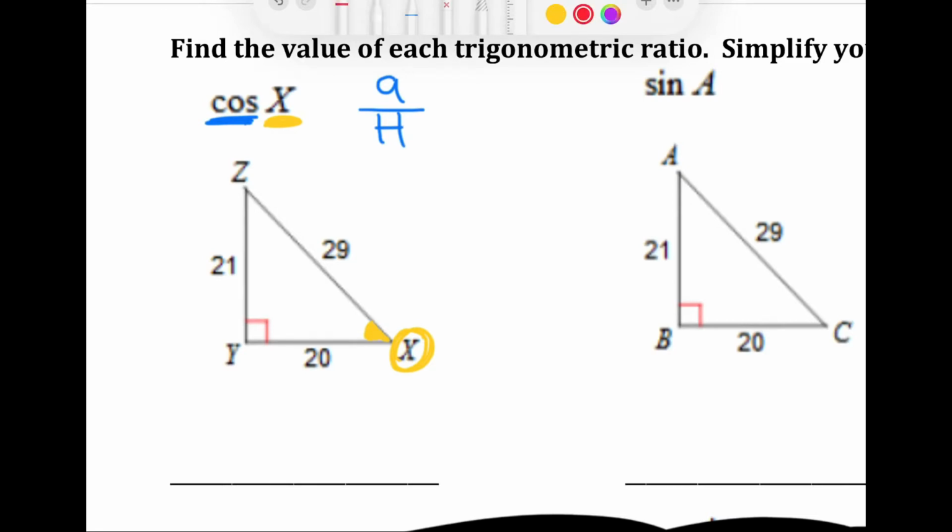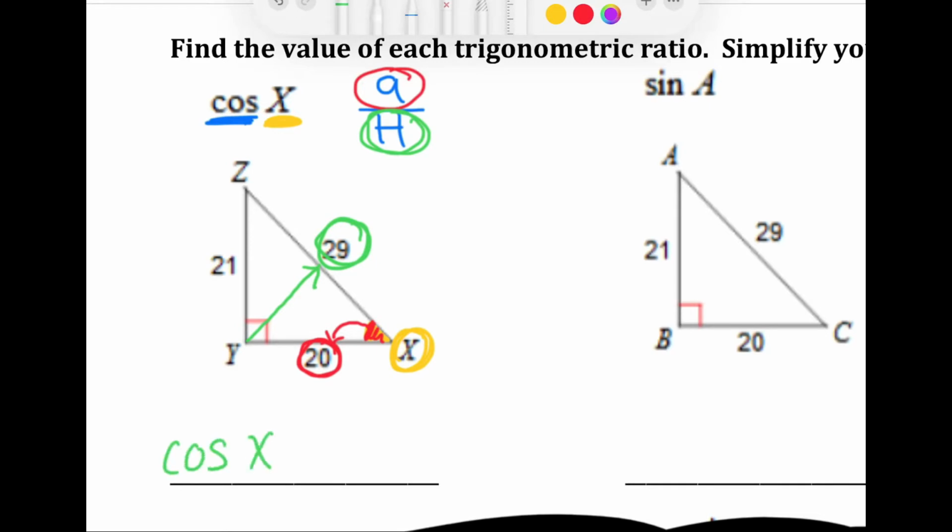So our adjacent side of this angle is going to be the side that it touches. That is not the hypotenuse. So our adjacent side is 20. Then our hypotenuse is whatever the side is across from the 90 degrees, or the right angle. So it's 29. So the cosine of x equals adjacent side over hypotenuse. And that would be your answer.